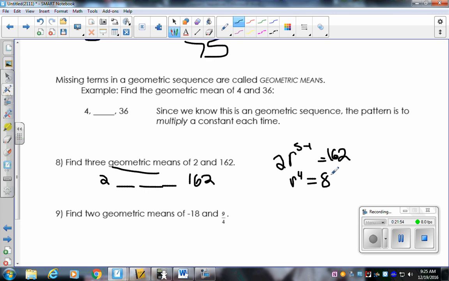Uh-oh, I've got something to the 4th power. What's the opposite of raising something to the 4th power? That's right, 4th rooting it. So when I take the 4th root of both sides, you get 3. That's my ratio. So when I multiply, 6, 18, 54, and double check, and when you multiply, yes, it's 162.